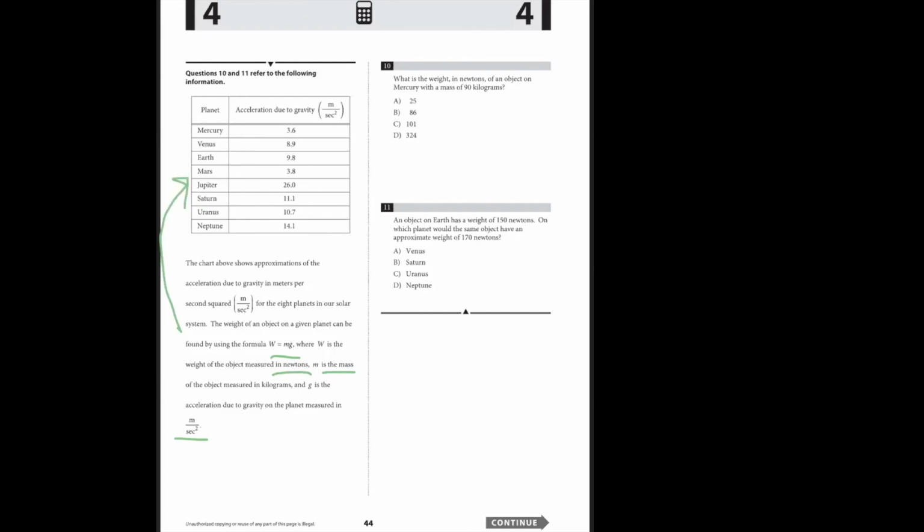So let's look at number 10. It says, what is the weight in newtons of an object on Mercury with a mass of 90 kilograms? Well, weight is equal to m times g. The mass is 90 kilograms, so all we have to do is find the g. The g of Mercury is 3.6. So all you have to do is 90 times 3.6. That shouldn't be too bad. When you do that in your calculator, you get 324. So that's the answer, and that's the weight.